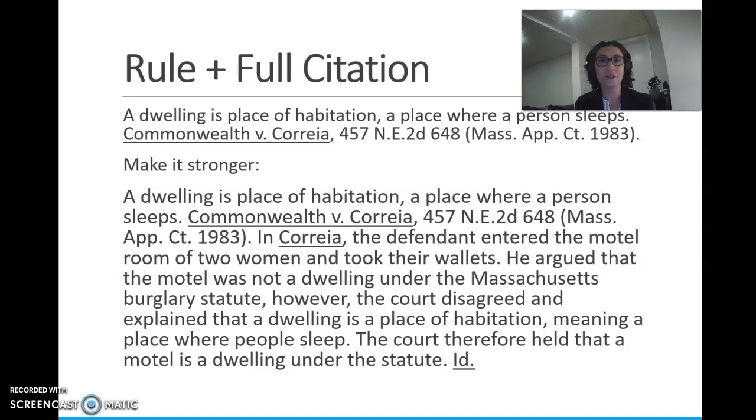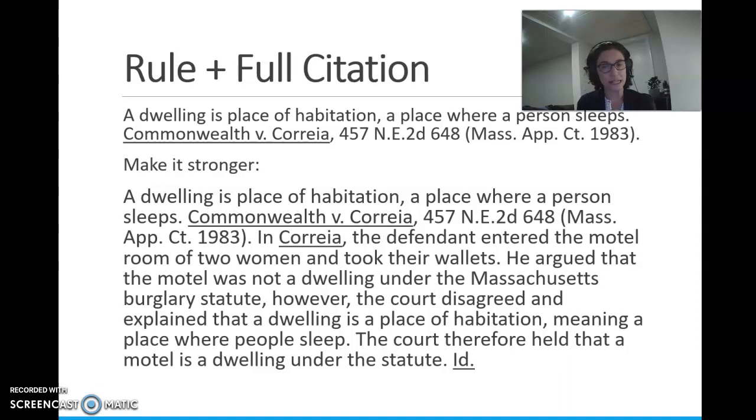And remember, if you've done a case brief of your cited case, this should be a relatively easy part to write, because you've already identified the facts and holding from your cited case. So you can see we write in Correa, the cited case, the defendant entered the motel room of 2 women and took their wallets. He argued that the motel was not a dwelling under the Massachusetts burglary statute. However, the court disagreed and explained that a dwelling is a place of habitation, meaning a place where people sleep. The court therefore held that a motel is also a dwelling under the statute.